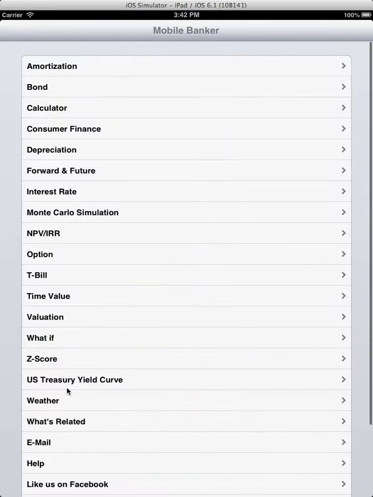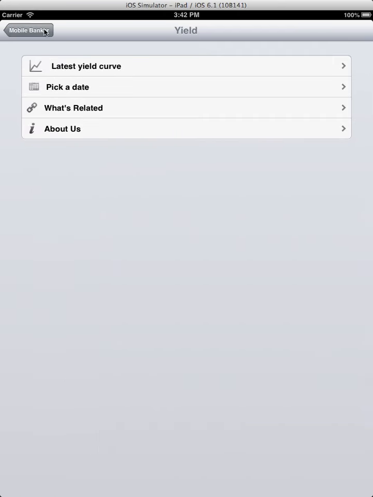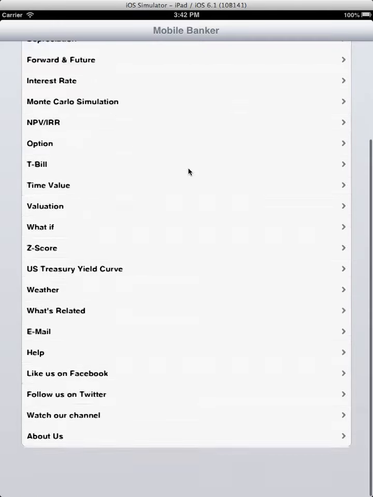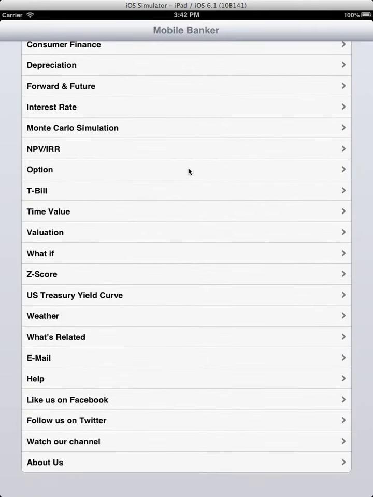It performs what if analysis, and then there is a US Treasury yield curve. Okay, with this we just covered the summary of the application features. Now for the details, please refer to the other videos. Thank you very much.